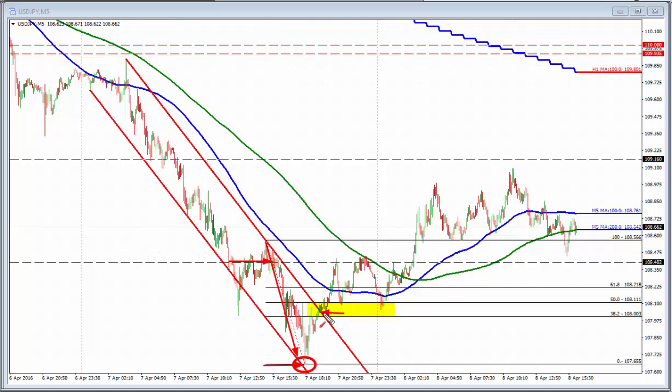And you can see, once again, we moved above the topside trend line. We saw further momentum. We got above the 50%. And for the most part, we stayed above this 38.2 to 50% retracement level.